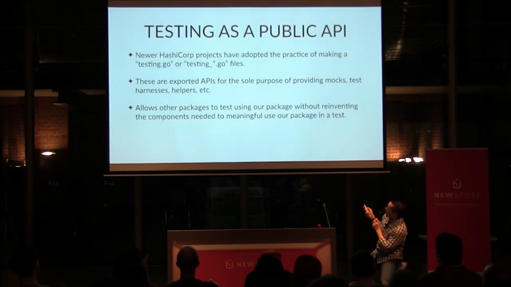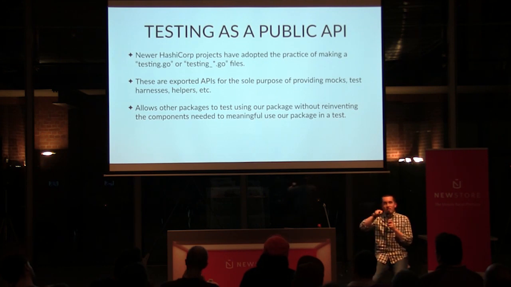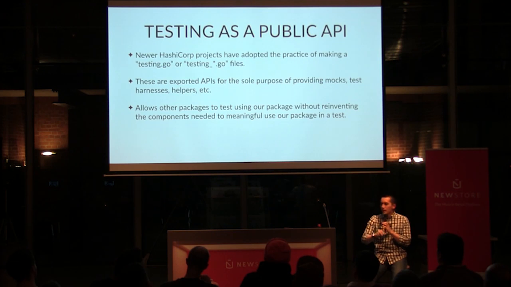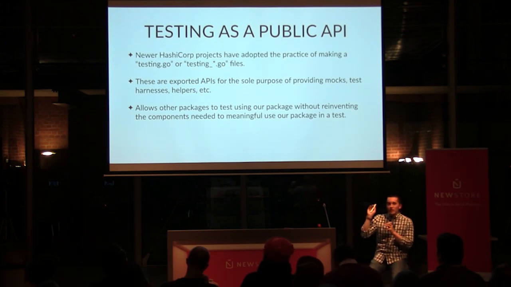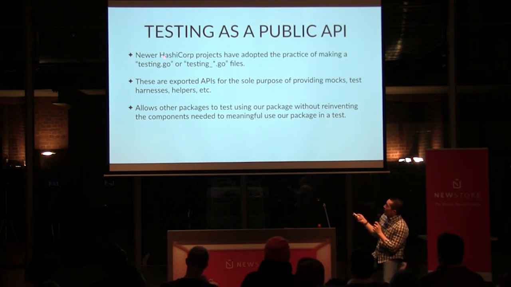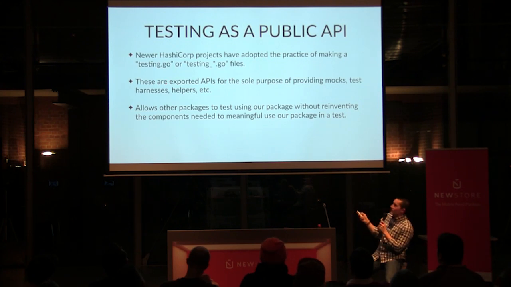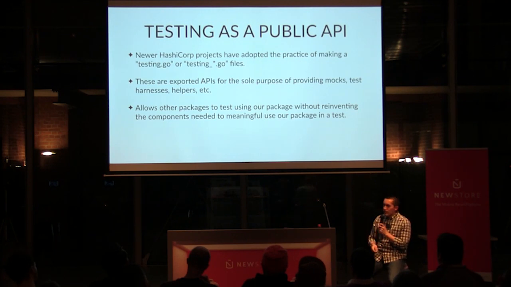At HashiCorp, our practice is to have a testing.go and a testing_star.go if you need it. _test.go, Go will ignore, right? That only gets compiled if you're in a test. But this doesn't follow that. It's close. You can tell it has something to do with testing, but because we avoided that magic syntax, Go will include whatever's in here when you go get it, when you import it into another package. And these include exported APIs for the sole purpose of providing test helpers for people that are using your package.